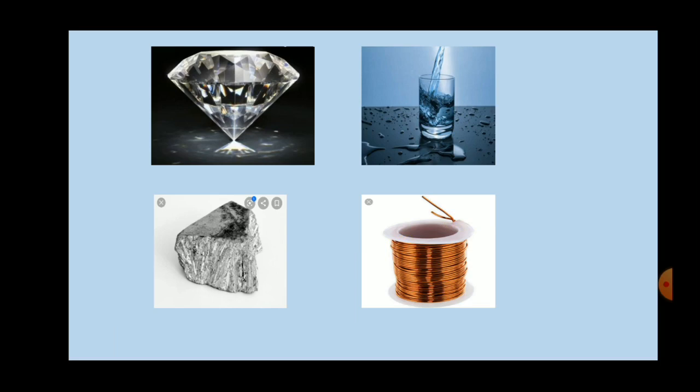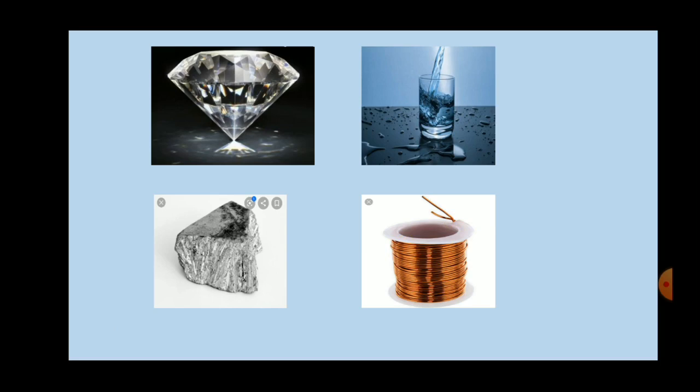Now this is a picture about a pure substance. What is the definition of a pure substance? Pure substances are those substances which are made up of only one kind of component or a single component, either in the form of atoms or in the form of molecules. Now see the first example, diamond. Diamond contains only carbon particles, so it is a pure substance.